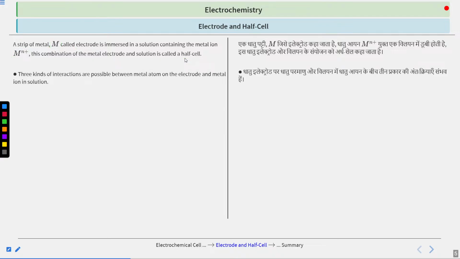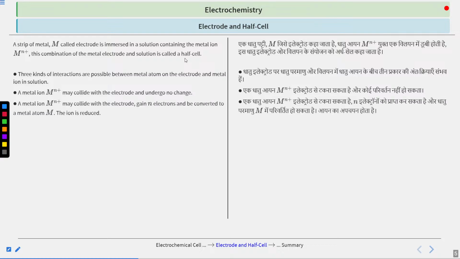Now if you dip this setup, three kinds of interactions are possible. The first interaction is that M^n+ may collide with the electrode and undergo no change, meaning no change is observed. Second, M^n+ will collide with the electrode, gain an electron and be converted into M. Basically, M^n+ is getting electrons, so the ion is reduced. This is represented with this equation, the reduction of M^n+ to M.